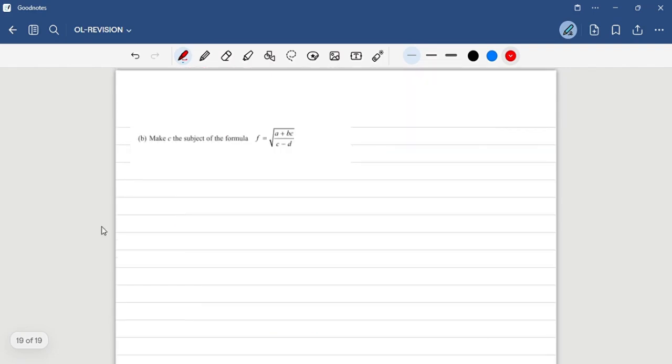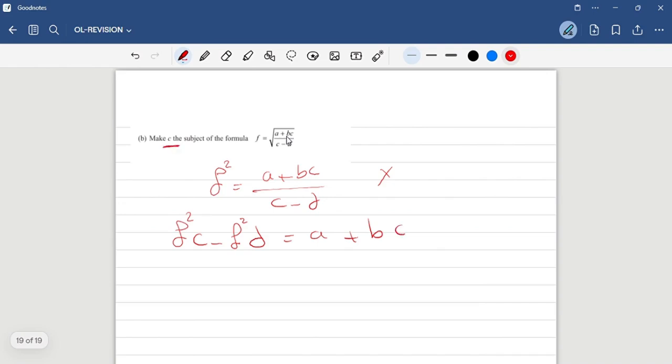Ta-da! Right, now I will tell you what she did. The first thing: f equals the root of this thing, so I have to square both sides. It will be f to the power of 2 equals (a plus bc) over (c minus d). After that, I will make cross multiplications. So it will be f squared c minus f squared d, which all equals a plus bc. He asked me to isolate c, so I have to collect all the c terms on one side.